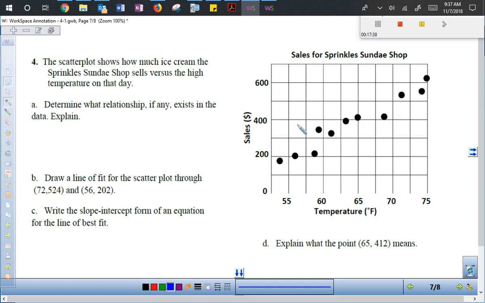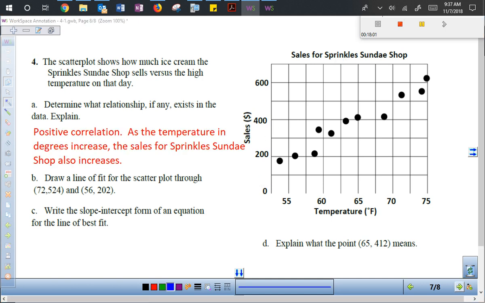and to describe it, we start with the x-axis. The x-axis is temperature in degrees Fahrenheit, so I'm going to say as the temperature in degrees increases, then I can kind of combine the y-axis and the title. The sales for Sprinkles Sundae shop also increases. So as the temperature in degrees increases, the sales for Sprinkles Sundae shop also increases.